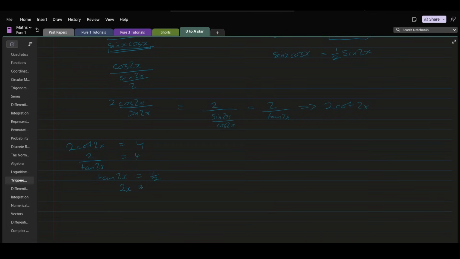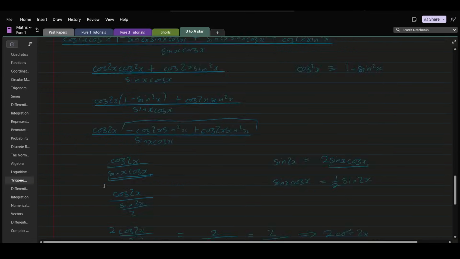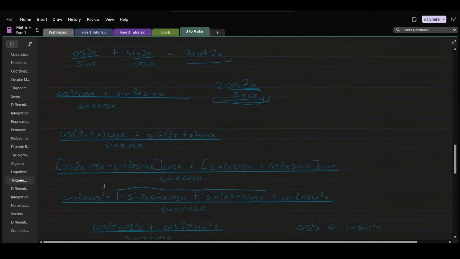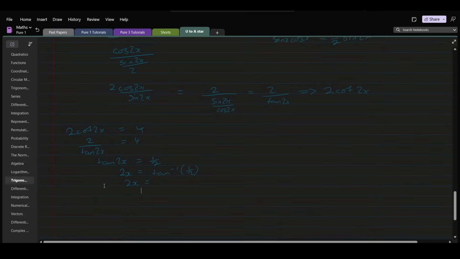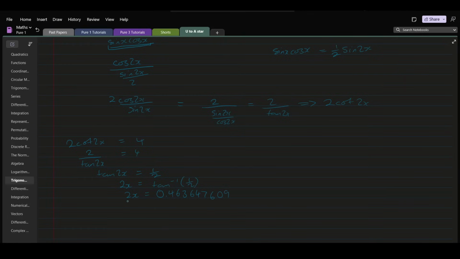So 2x is equal to arctan of 1 over 2. Let's punch this into a calculator. We are in radians, so make sure your calculator is in radians. So arctan of half, let me change my calculator to radians. Arctan of half will give us 0.463647609. So this value that we have over here would be our principal value.